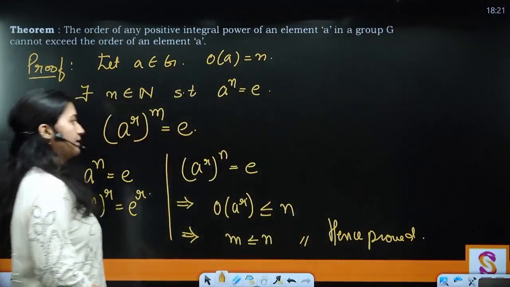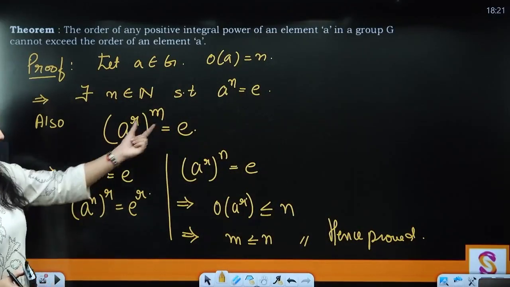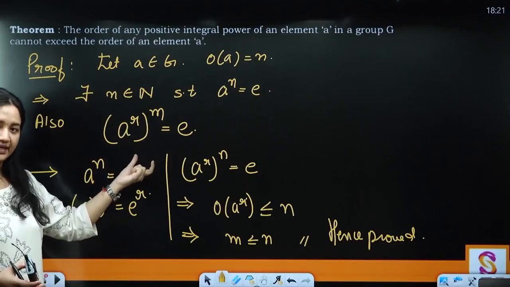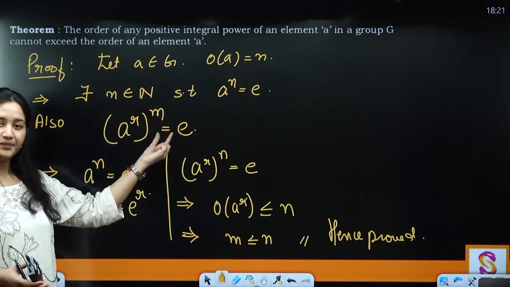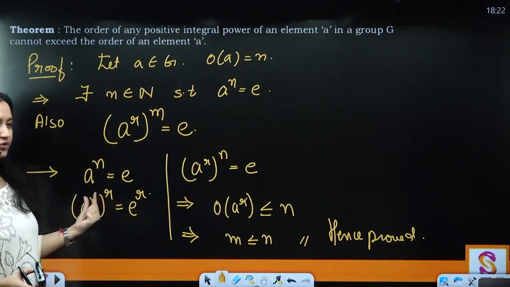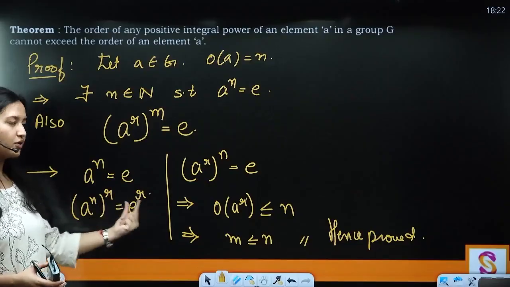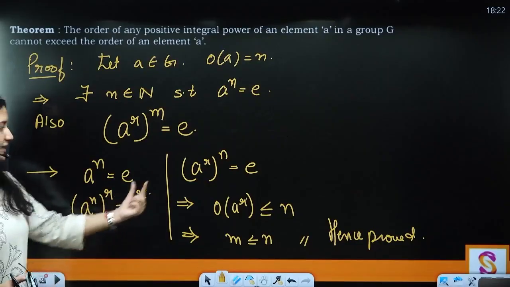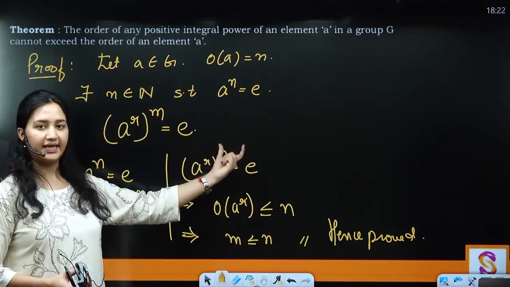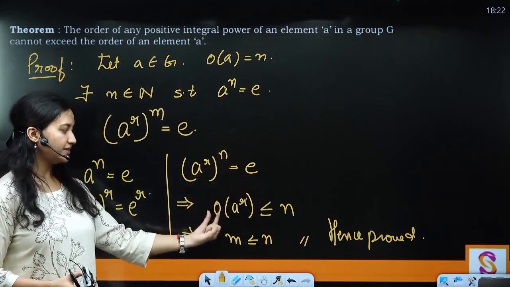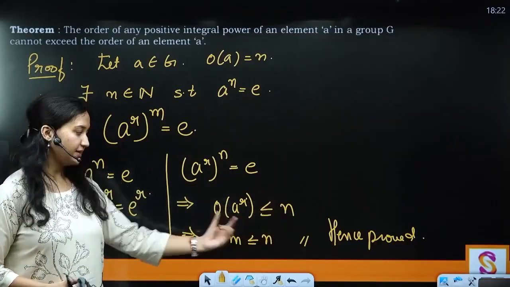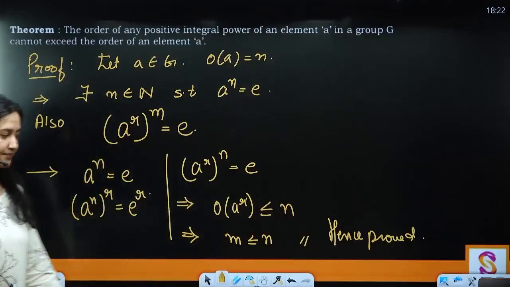Simple है, कुछ नहीं किया हमने. क्या assume किया that a raised to the power n is equal to e, and a raised to the power r is the integral power of the element a and its order is m, right? And then we used a raised to the power n equals e and we applied power r on both the sides, and then we got that if (a raised to the power r) raised to the power n is equal to e, then the order of a raised to the power r has to be less than or equal to n. That means m is going to be less than or equal to n, right?